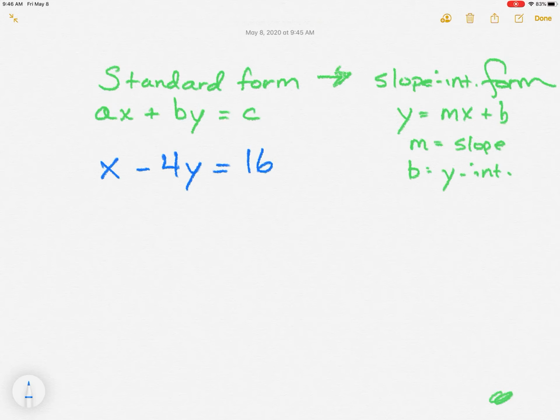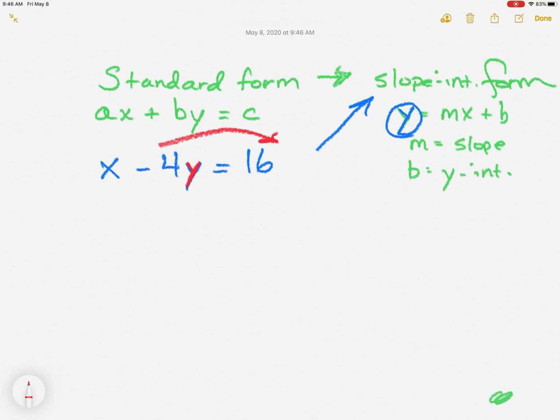All right? So if we look at an equation that is in standard form, let's take x minus 4y equals 16. Now we want to convert this into slope-intercept form. What I'd like you to think about when you're trying to get something into slope-intercept form is you want to get y by itself. You want to get y equals everything else. All right, so if we come back to our equation in standard form, we want to get this y by itself. We want to get everything else on this side of the equation. So we want to end up with y equals mx plus b.